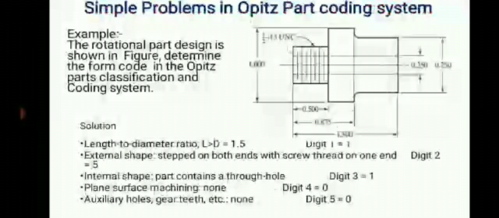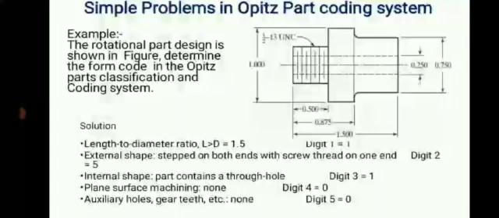This is a rotational part. While you are seeing it, you know about the part. It is a rotational one. In the product, some operations are done. What operations are done in this product? The threading operations are done. Turning operations are done. Like this, a lot of operations are done in this product.